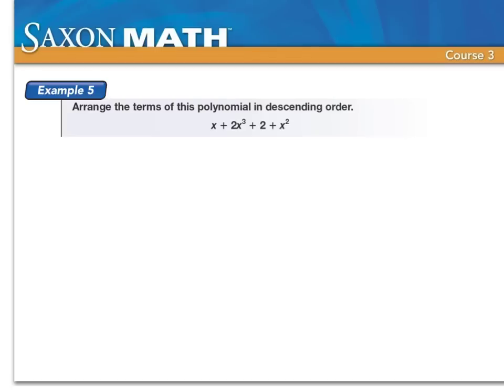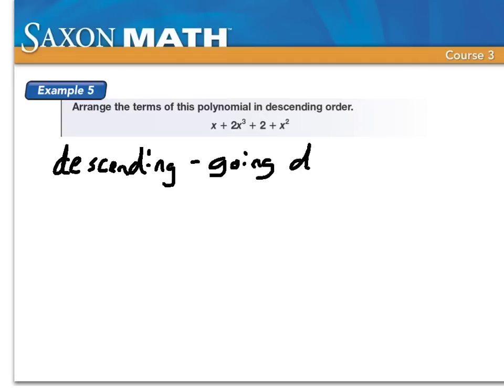Example 5 says to arrange the terms of this polynomial in descending order. Well, descending, we have to know what that word means first. That means going down. So basically, I'm just going to look at my different terms here. I've got a positive x, a positive 2x cubed, a positive 2, and a positive x squared. Again, I know they're positives because they're all plus signs, and there's no negatives in front of them.